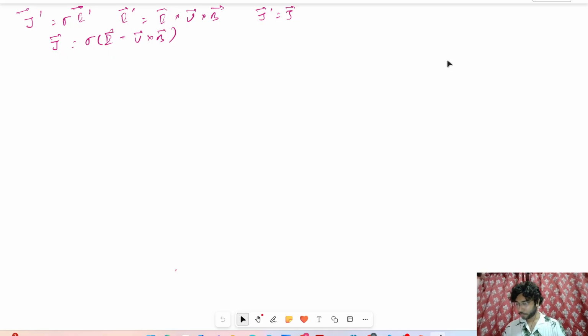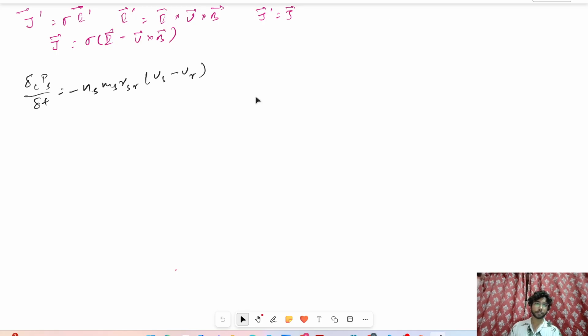Right. Now, let's look at the collision term in the first moment equation. So we just want to write the collision term as something like this. When we are studying collisions between two species, let's say S and R, it will depend on the difference in velocities. This is the collision frequency, mu SR, ns is the number density and the mass, respectively. So this is how we physically write the collision term.